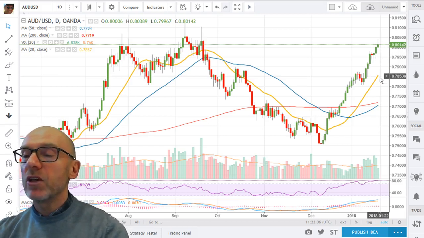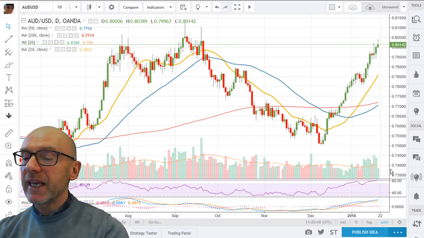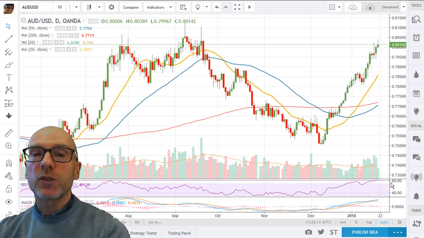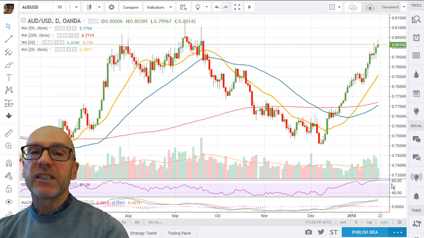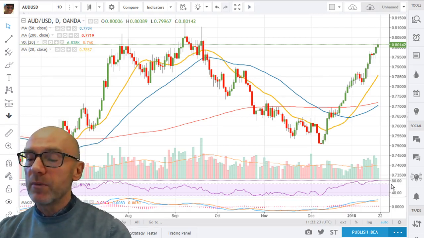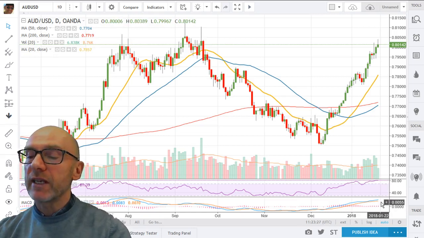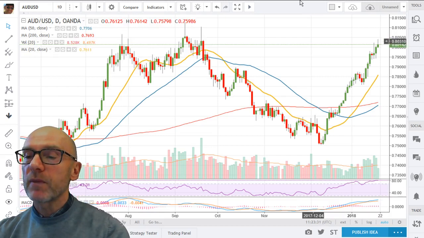Perhaps we're slightly overextended from that moving average, and that's indicated with a very high RSI as well. That's now over 80, 81.39, but that is also a clear sign of upside momentum, and that's also signified by the MACD tracking solidly upwards with the short term above the longer term.